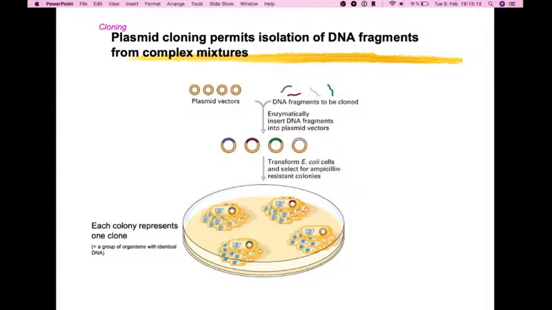Plasmid cloning also permits isolation of DNA fragments from complex mixtures. You have DNA fragments that you want to be cloned, having, say, four different patterns, and you have four different plasmid vectors. So you have four different transformed E. coli cells, and then ampicillin resistant colonies. In this way, you can have a complex mixture within one cell culture. This is also possible, actually. Not only one, but many.